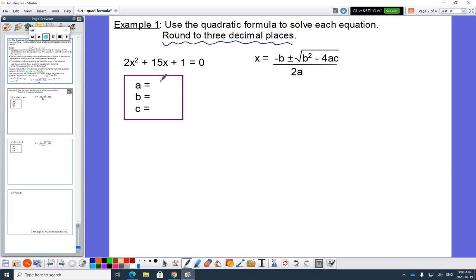So we have 2, 15, and 1. The question will tell you. Tomorrow it's just the quadratic formula, but let's say it was grouped together. It would have said, solve using the quadratic formula, okay? So you would have known that. How do I know that I'm solving? Again, it's got equal to 0. That means solving, yes?